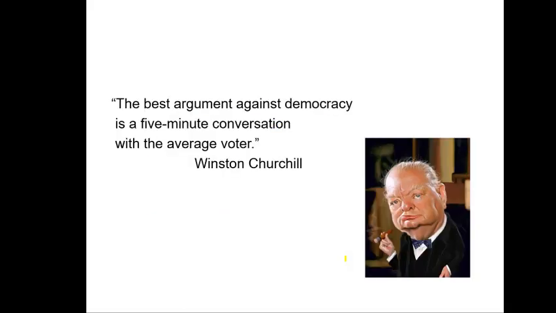Winston Churchill, literal quote machine there, talking about his consternation with democracy at times.